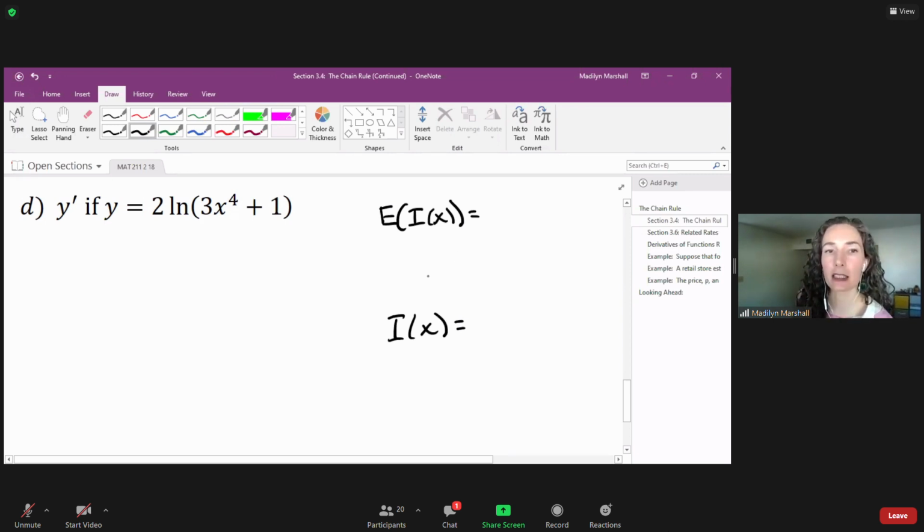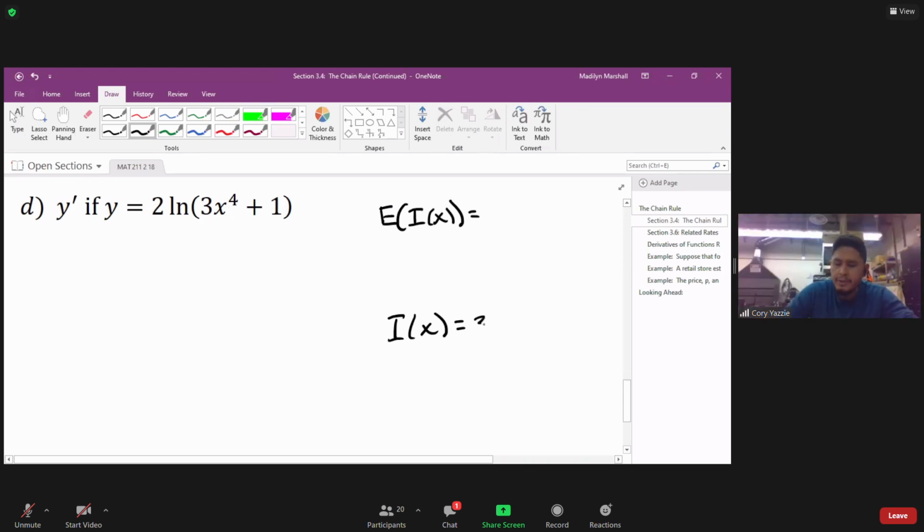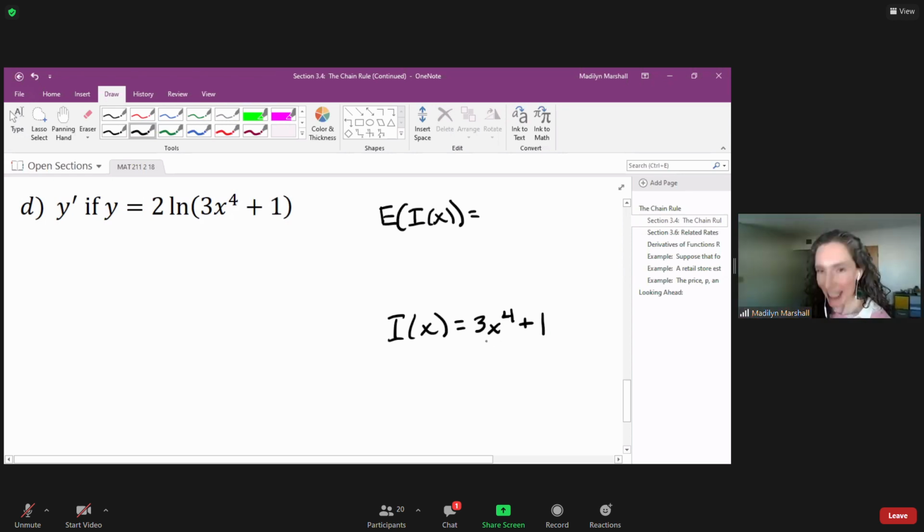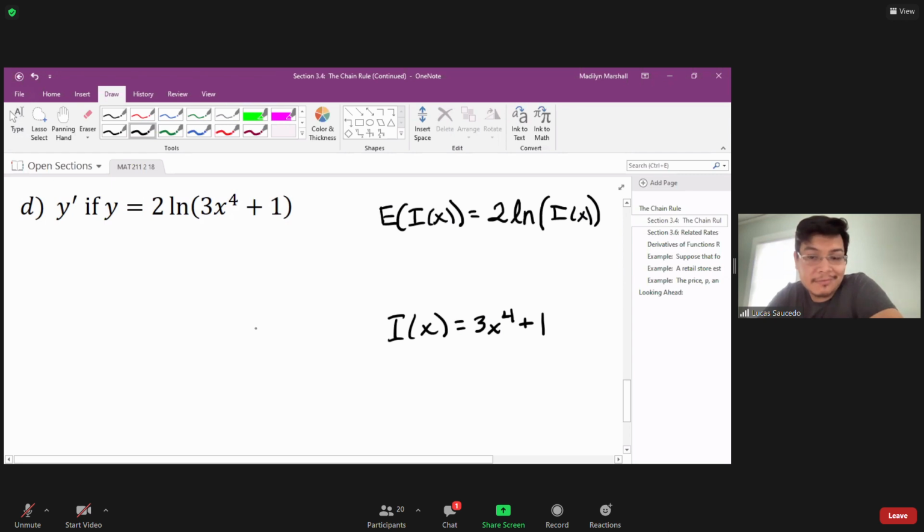Let's start with I of x this time. What is our interior? 3x to the 4th plus 1. Right, exactly. So then we can take that knowledge and rewrite our exterior with that I in it. So the exterior is just going to be the rest of the function, the 2x ln of, and now we have I of x in there. That definitely feels a lot more comfortable. Okay, good.